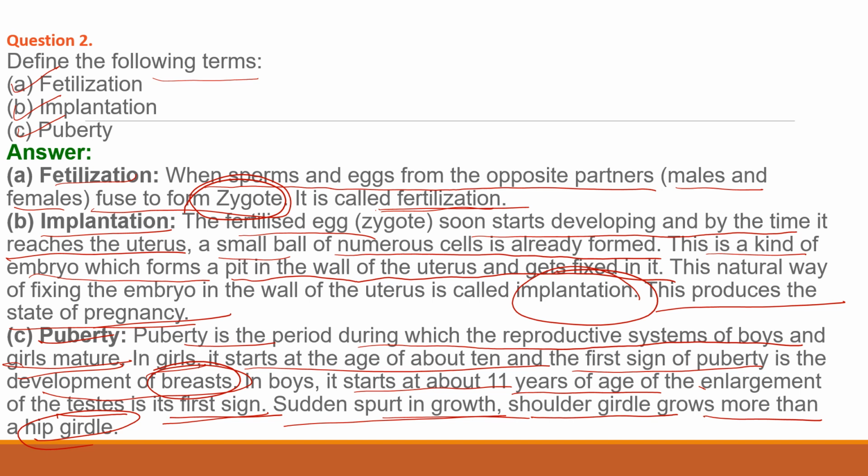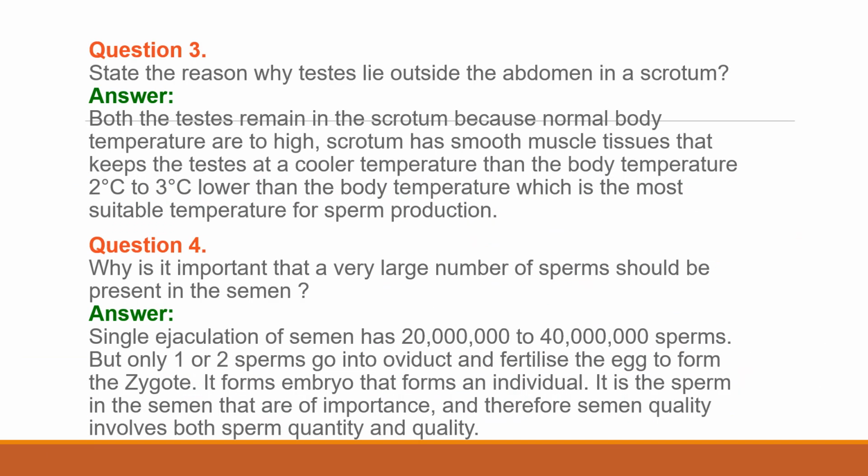So these are the definitions of fertilization, implantation and puberty. Let us move on to the next part. Now here, question 3: state the reason why the testes are located outside the abdomen in a scrotum. It is a very important question. You should know the answer to this. It is a very common question which will be coming in your exam.